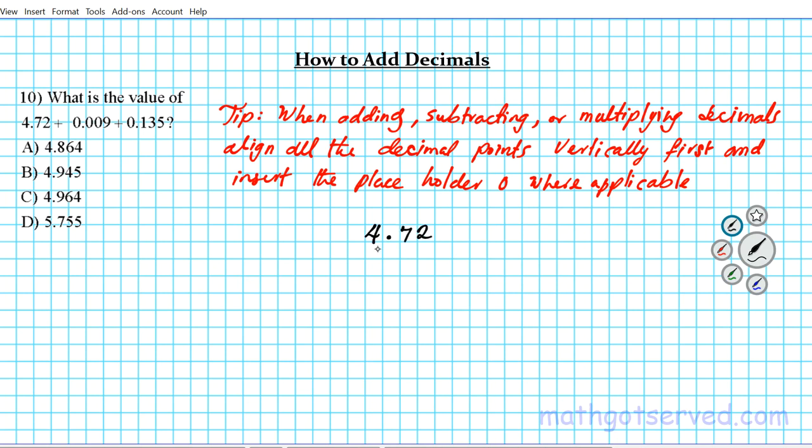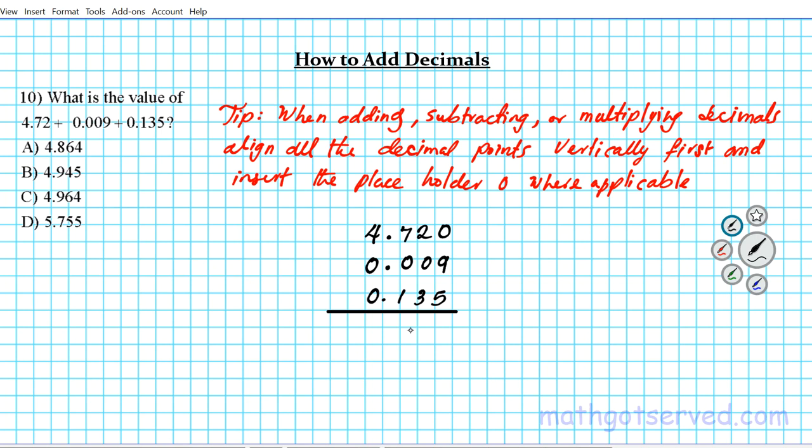So we have 4.72. This is the ones place, this is the tenths and hundredths. 0.09, the 9 is in the thousandths place, so you have to put 0.009. Now, since we have a digit in the thousandths place, for the second number, guess what? We'll put a 0 right here. That's the placeholder. And then the next one is 0.135. So when you align the decimal points vertically, it's easy for you to carry out your addition, subtraction, and multiplication with a high degree of accuracy.